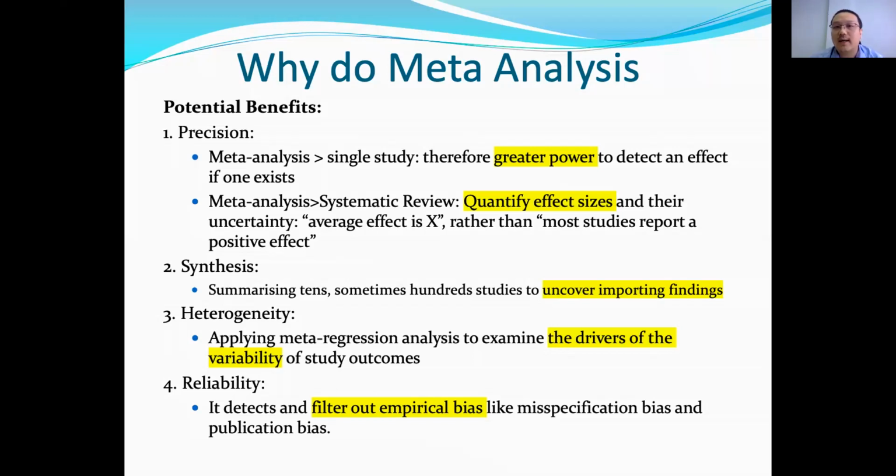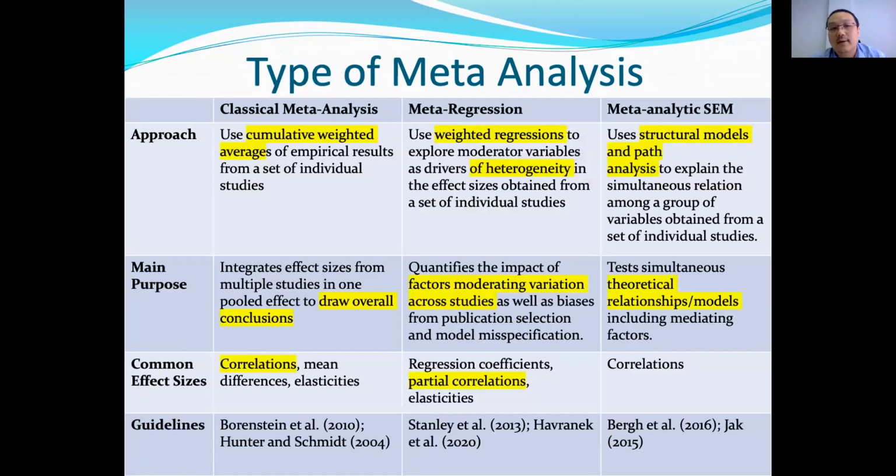So by having meta-analysis, as we see, we can improve the precision of the research. We can synthesize the topic to uncover the important findings. We can explore the significant determinants of the variability of the study outcome. And we can improve the reliability by filtering out the bias.